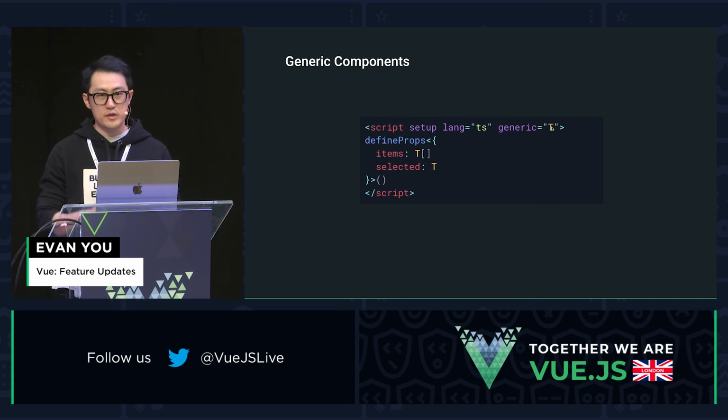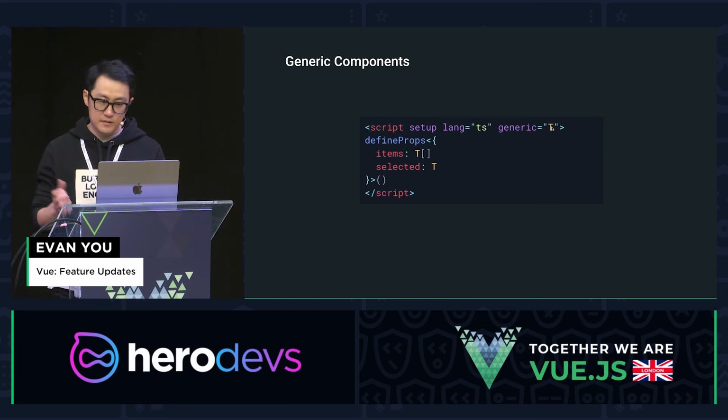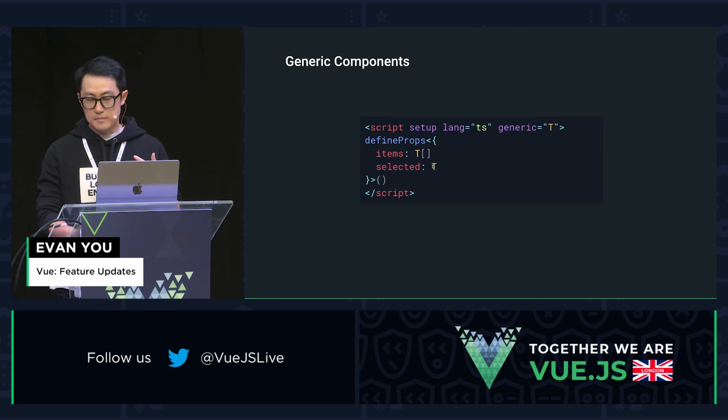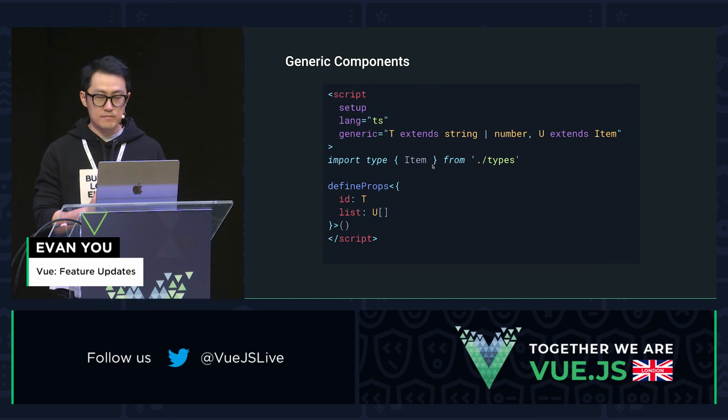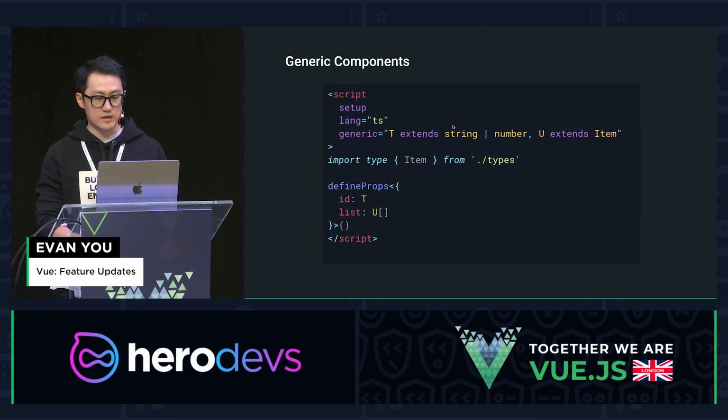And we're just going to have a generic type T, and I'm going to accept a list of items that's going to be an array of T, and the selected item, which is going to be T. As I said, you can do anything that would work with normal generics, which means you can have these extend constraints, saying this T needs to satisfy this type constraint, or you can have multiple type parameters, and then you can use them together.